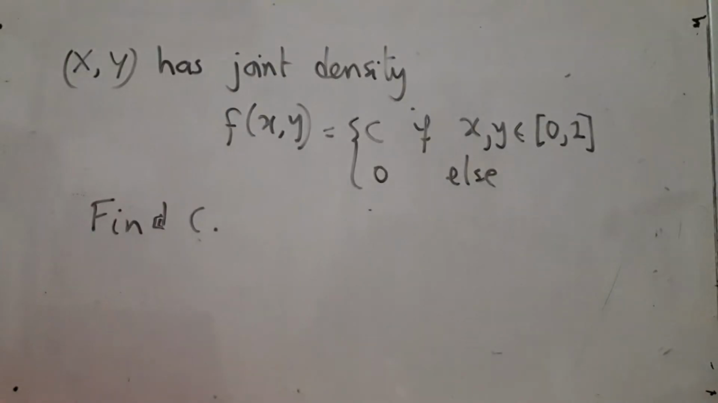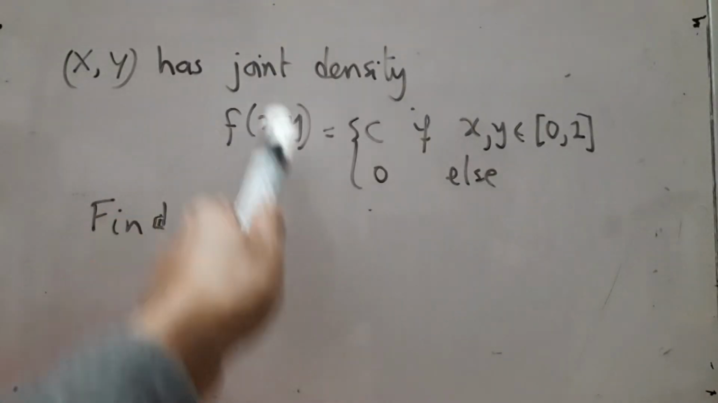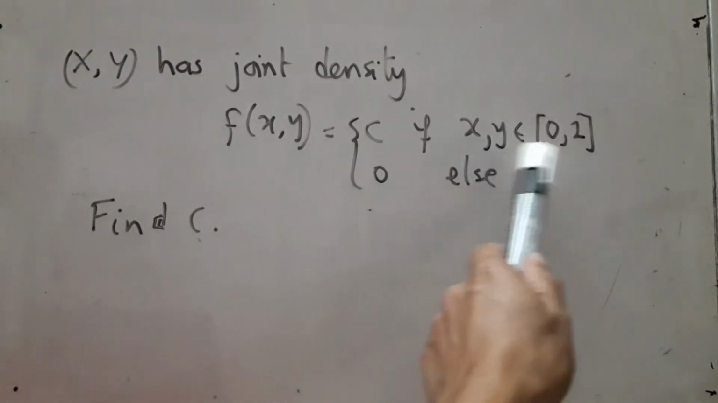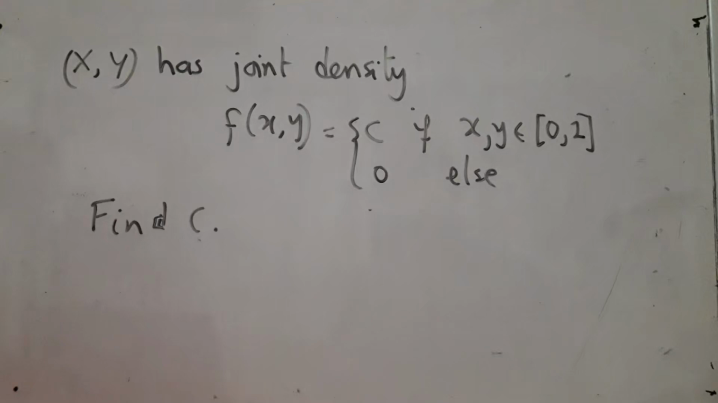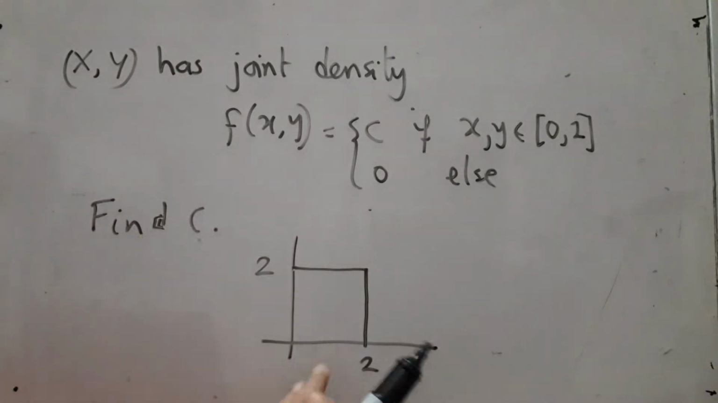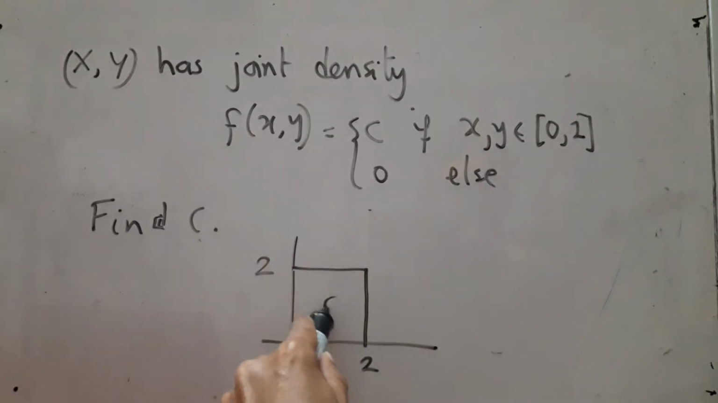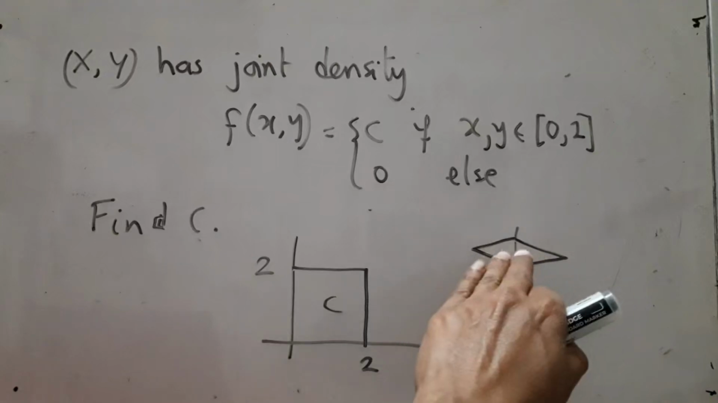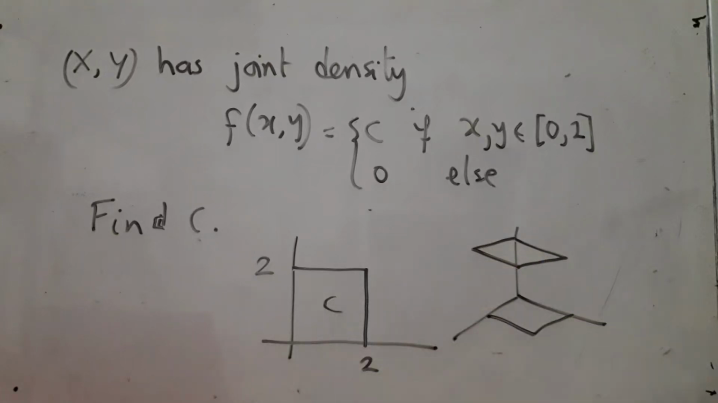Let's work out a simple problem. I tell you that here is a joint density which is a constant c if x and y both are lying between 0 and 2, and otherwise it is 0. You have to find c. So this density is a constant over this square and 0 outside. Now if you think of it as a surface, it is like this. So this square is this square, and it's a constant at height c and it is 0 everywhere else.